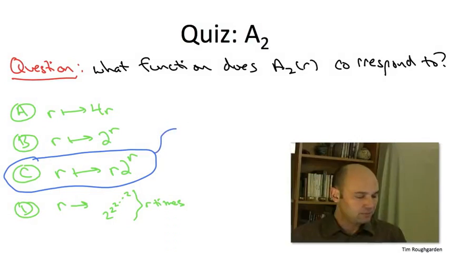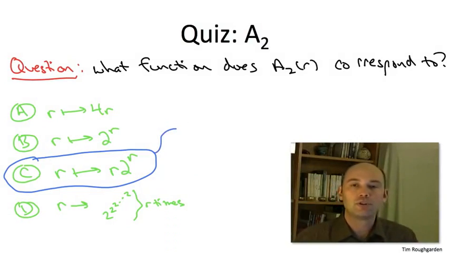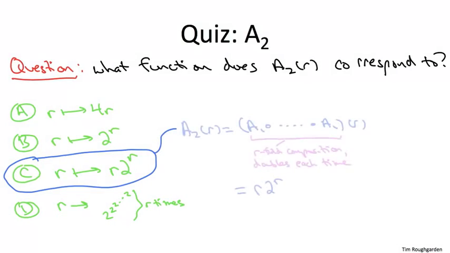And the reasoning is the same as before. So remember, A2 of r just means you apply A1 r times. In the last quiz, we discovered that A1 was doubling. So if you double r times, that has the effect of multiplying by a 2 to the r factor.